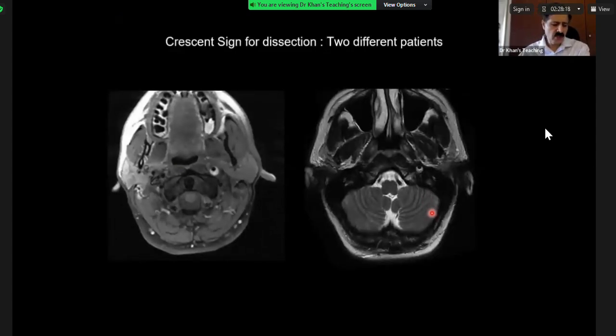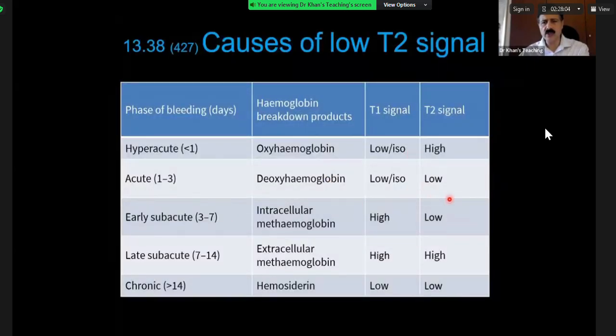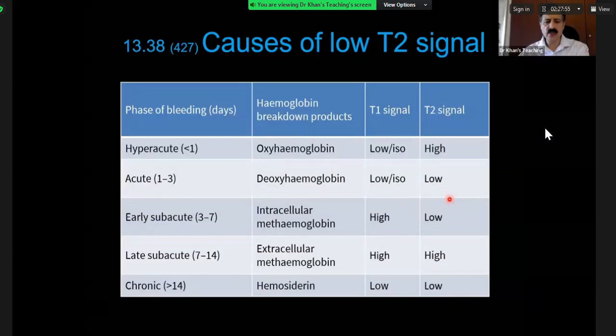Two other examples where crescent sign, you know, this is a T2 weighted sequence, and even on a T2 it can be visible. The hematomas I'm not going to cover today because we covered them in the first session. But just a recap, we are talking about the signals here. Subacute hematoma is the only type of hematoma which is bright on T1 weighted sequence, and it can be high in T2 weighted sequence when it is late subacute.